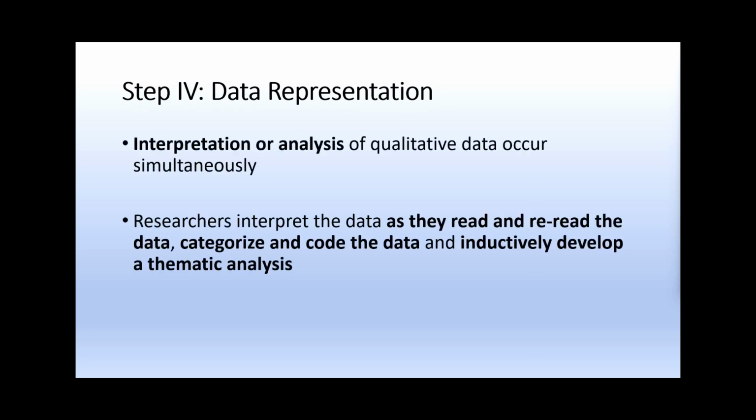Step 4 is data representation. That is interpretation of all the analysis of qualitative data. It occurs simultaneously. As you group all, you cluster all, and you get categories or themes from the codes, you try to see how you are going to represent and interpret this data. They occur concurrently as you analyze the data. So the themes become the story or the narrative.